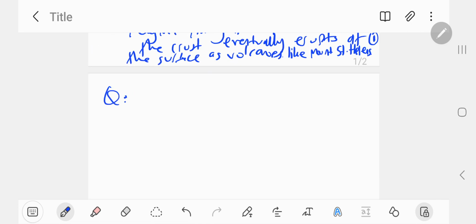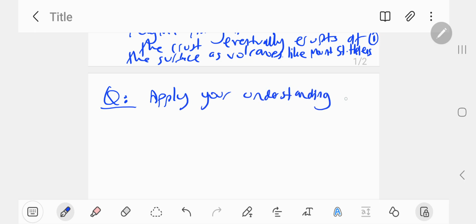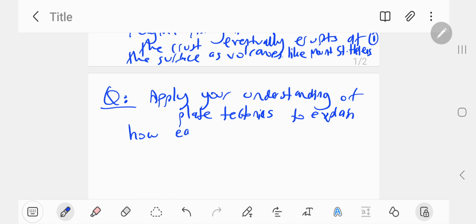So as an activity for you to do, the question is apply your understanding of plate tectonics to explain how earthquakes are caused by tectonic plate movement.